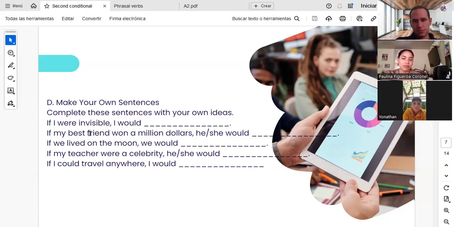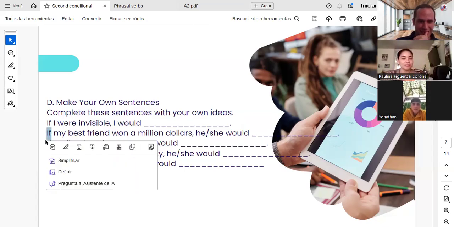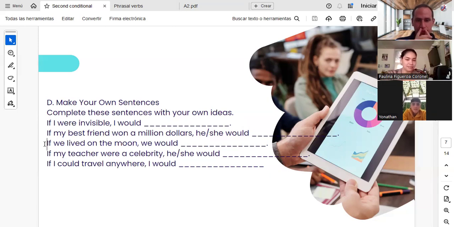If my best friend won $1 million, she would pay for the spa for us. Okay, I like it. Awesome. The next one, Jonathan. If we lived on the moon, we would eat a lot of cheese. Awesome, love it. Good job. We would eat a lot of cheese. Thank you so much. Paulina, what about you?